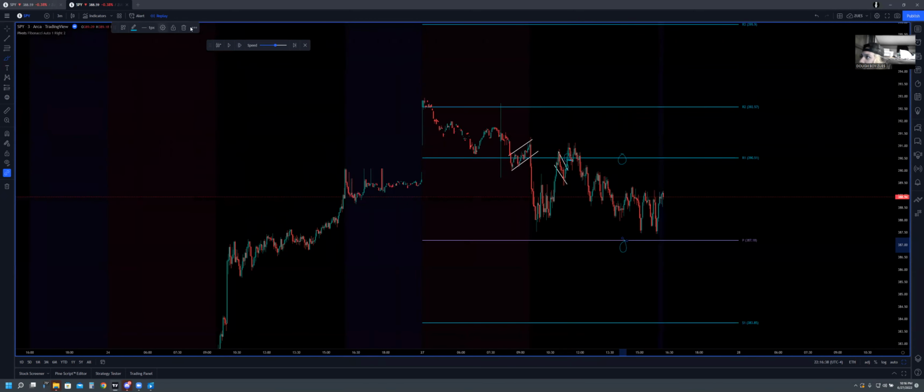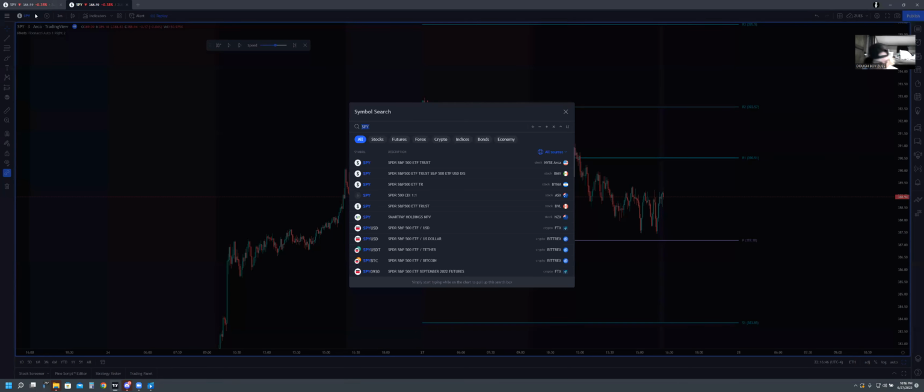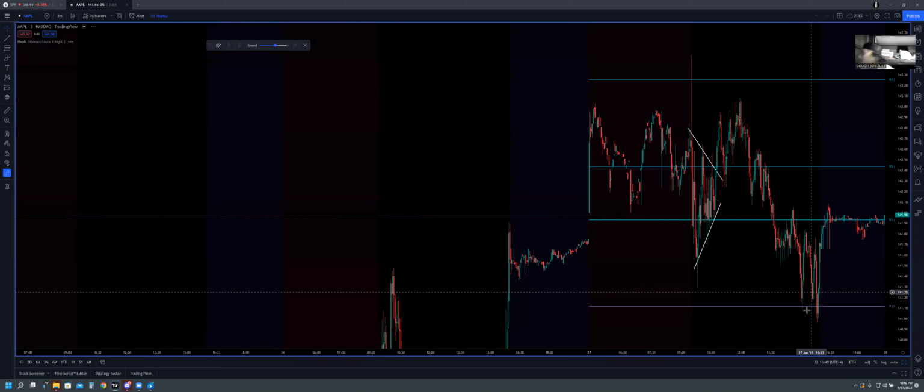So that would have been the only trade today on SPY. If you look at the previous history, we'll go back to previous days. We'll do Apple real quick. Apple had a nice one today.